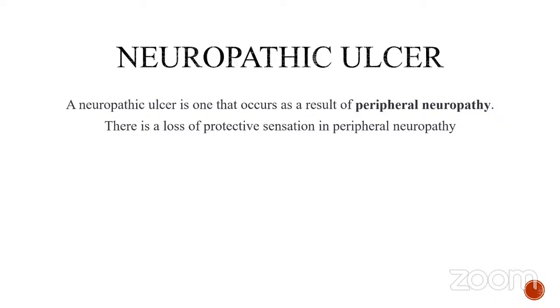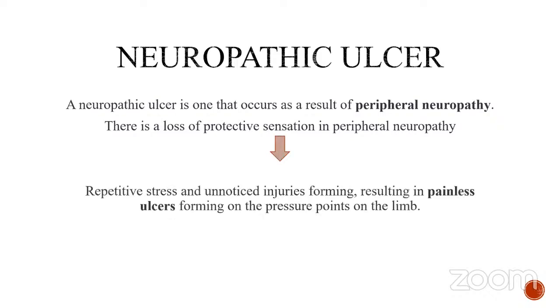And so even if a wound happens to that patient, the patient won't understand because there is absence of pain, absence of sensation. So due to the loss of protective sensation in peripheral neuropathy, repetitive stress and unnoticed injuries form, and that will result in painless ulcers forming on the pressure points on the limb.